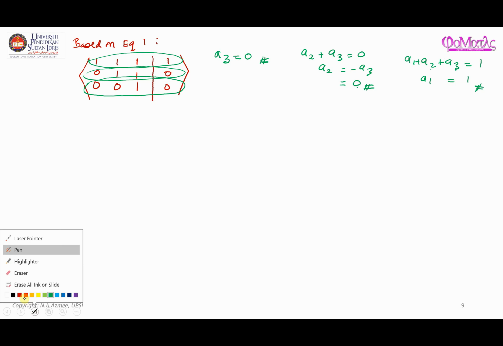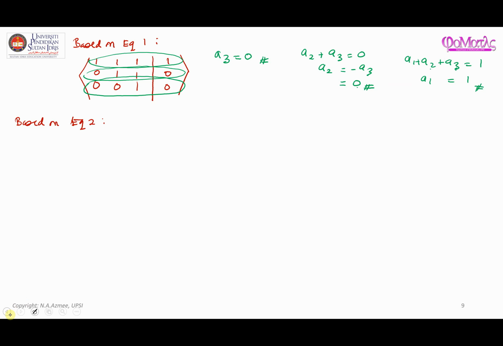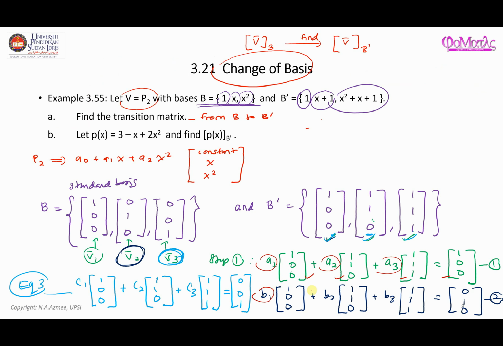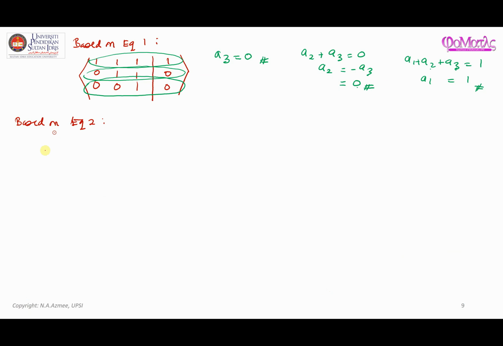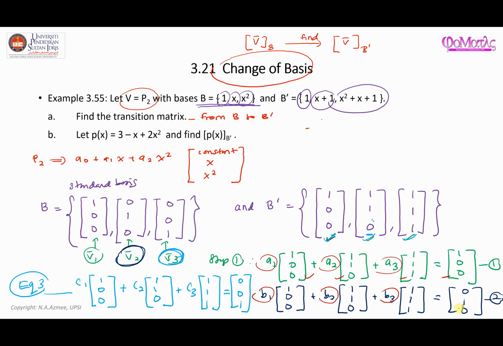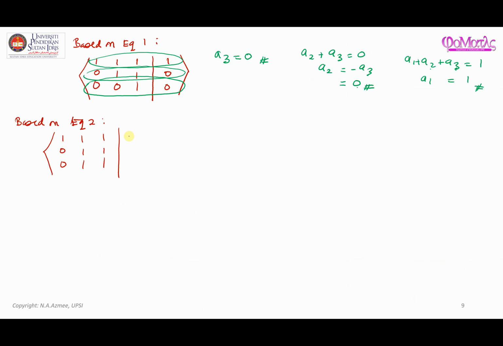Next, based on equation 2, the purpose is to find the values of b1, b2, and b3. Again, it can be achieved if you consider the augmented matrix 1 0 0, 1 1 0, 1 1 1, and here 0 1 0. Again, we don't have to do much because the matrix is already simplified.